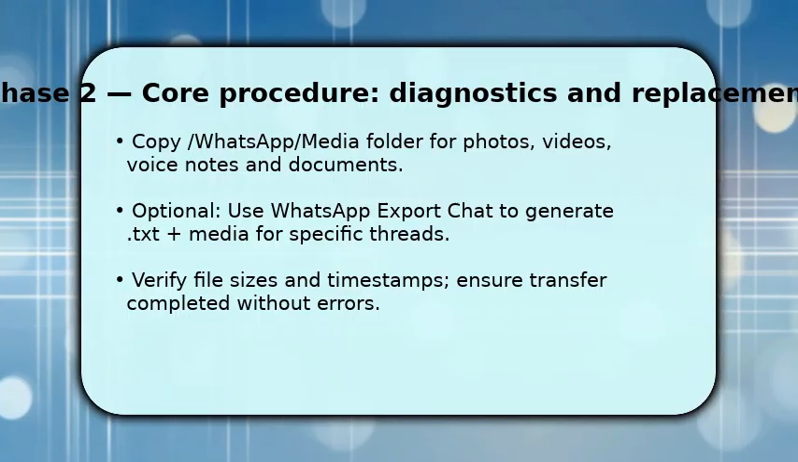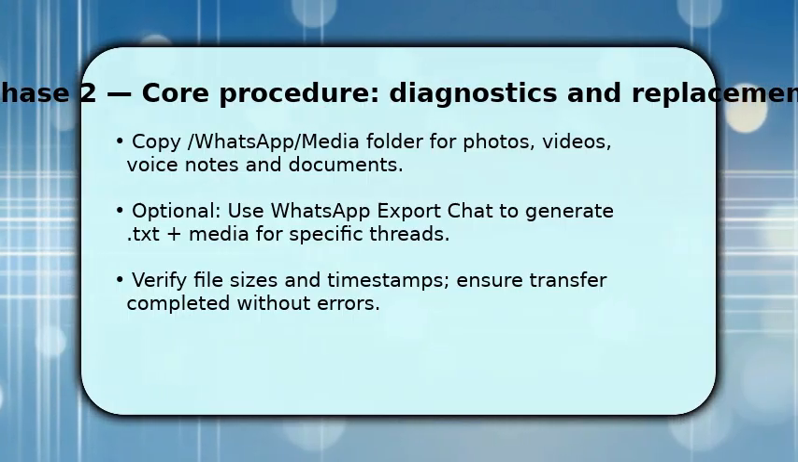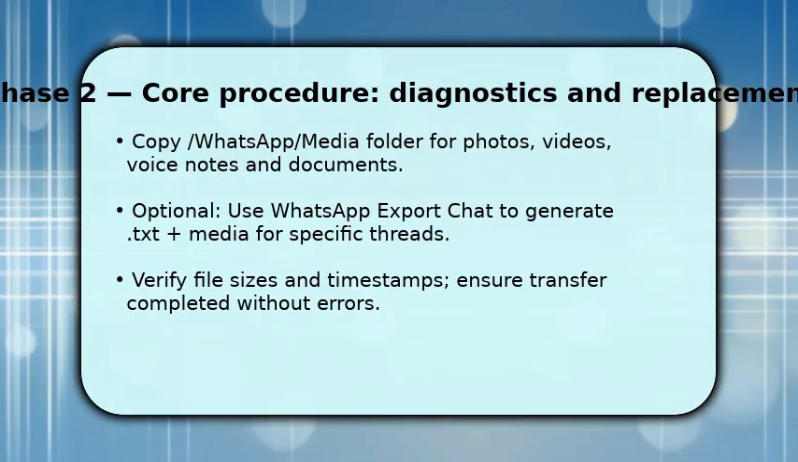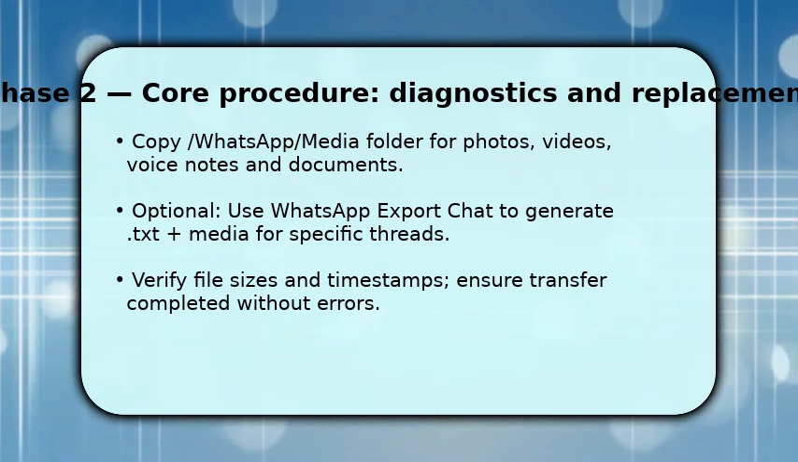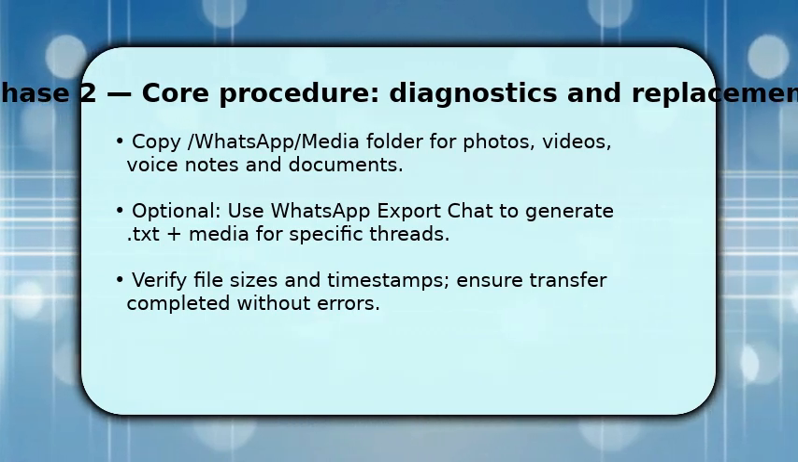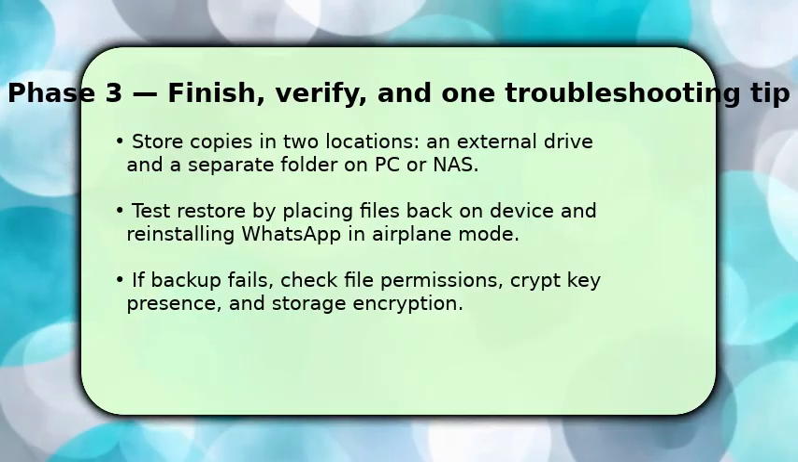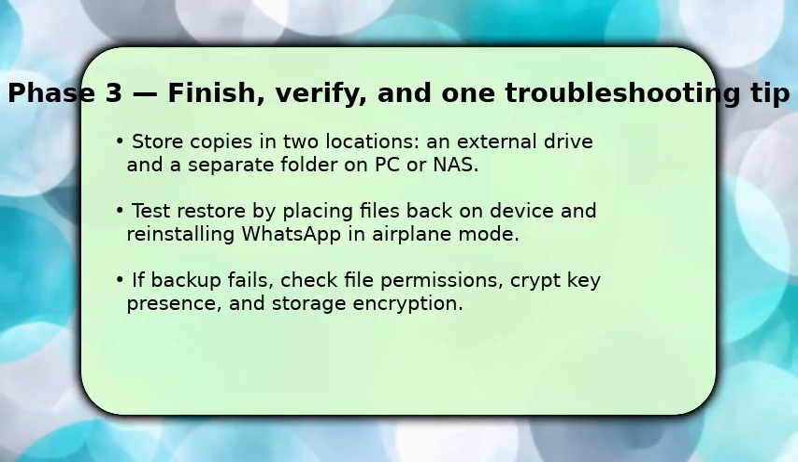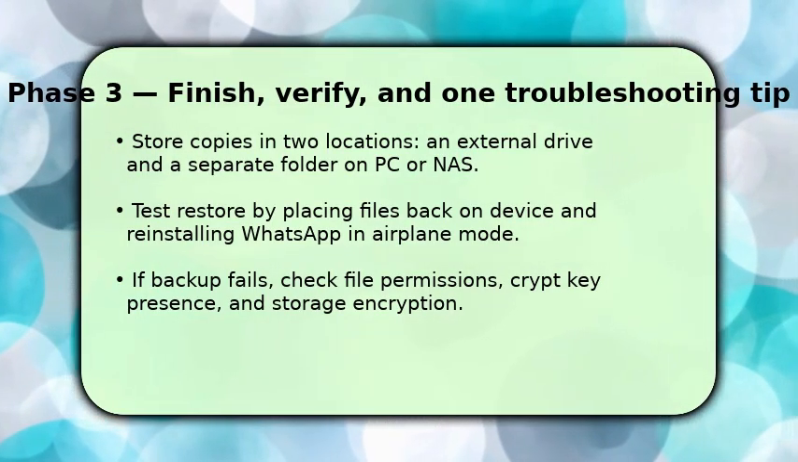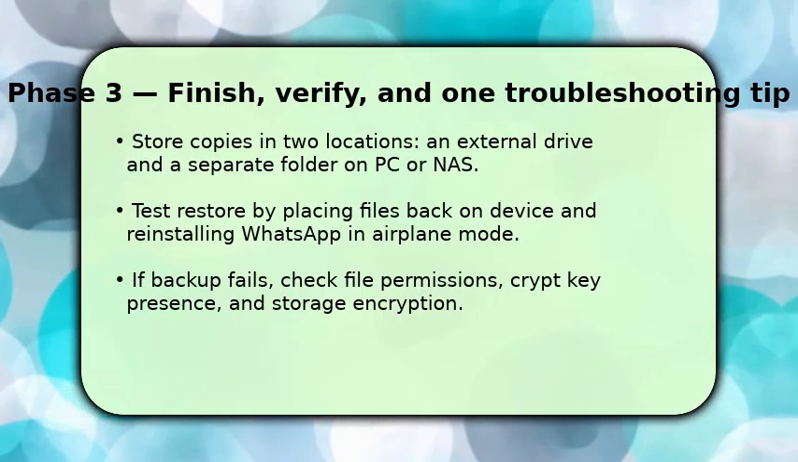Make sure to compare file sizes and timestamps after copying, and recopy any files that show transfer errors to avoid incomplete backups. To finish, secure and test the offline backup. Save duplicates to an external drive and a second local folder or NAS so you have redundancy.